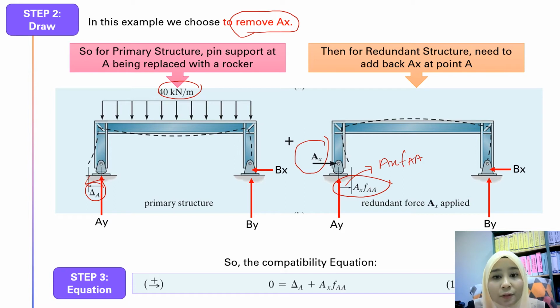Okay, now you are going to write the compatibility equation, step number 3. Zero is the actual displacement. Delta A is from the primary structure, and AX f_AA is from the redundant. This is your compatibility equation.